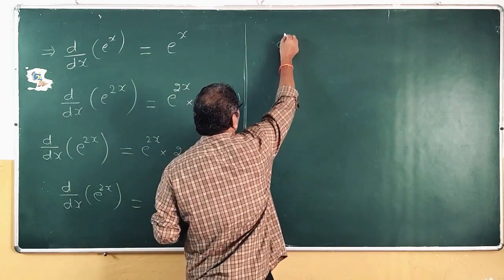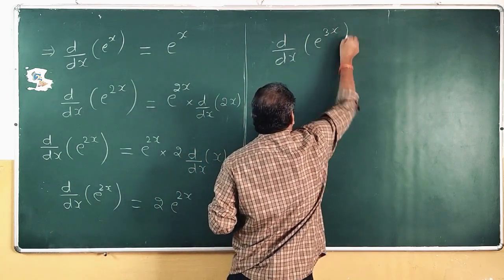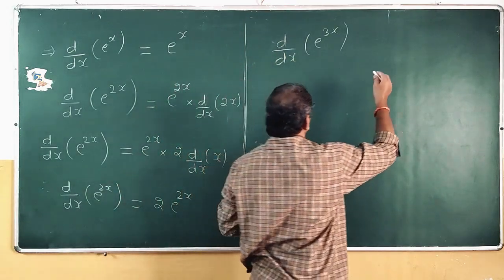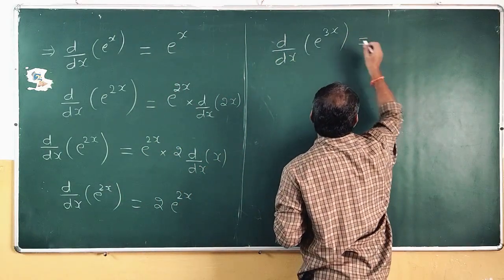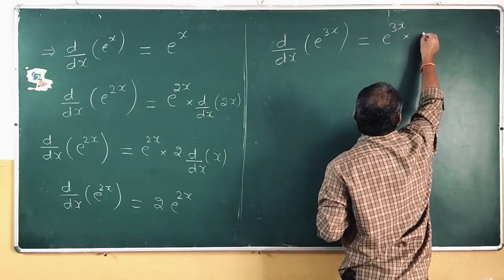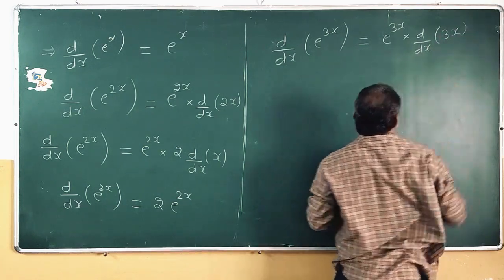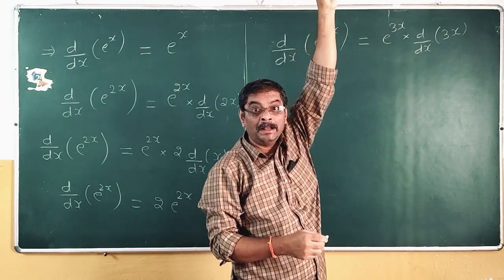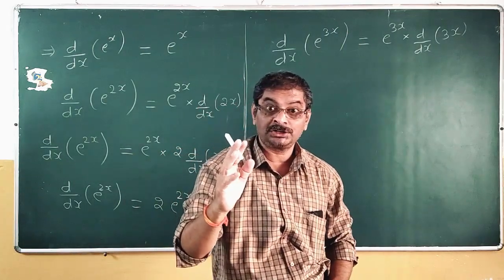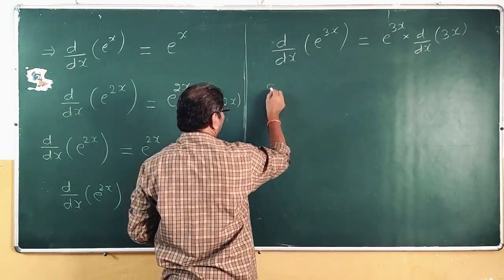Now similarly, if I take one more example, let us see what will be d by dx of e power 3x. Remember, d by dx of e power 3x will be e power 3x multiplied by d by dx of 3x. So differentiation of e power 3x will be numerically equal to e power 3x into d by dx of that 3x.